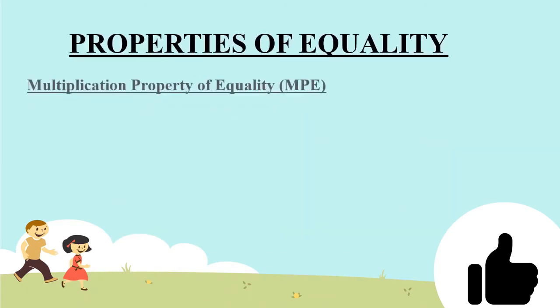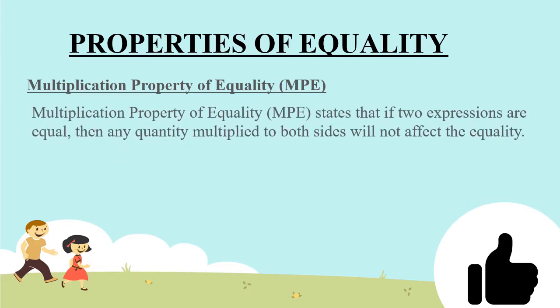Property of equality for multiplication, known as MPE. The multiplication property of equality states that if two expressions are equal, then any quantity multiplied to both sides will not affect the equality. It is the same as addition, but the operation is multiplication. Example, 8 is equal to 8. When you multiply 8 by 2, and you also multiply the right side by 2, the quantity multiplied to both sides does not affect the equality. 8 times 2 is 16, and on the other side 8 times 2 is also 16, and they are still equal.